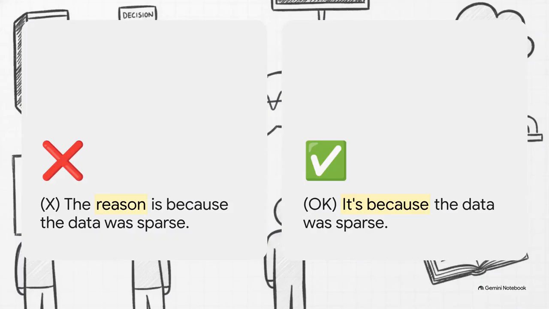Fix number 3 targets a very common spoken habit, translating "la razón es porque" word for word. If you say, the reason is because the data was sparse, you are actually stating the cause twice. It's totally redundant. In a high-stakes interview, you want to sound measured and precise. So just pick one. Say either, the reason is that the data was sparse, or simply, it's because the data was sparse. Doing this instantly elevates the polish of your spoken English.